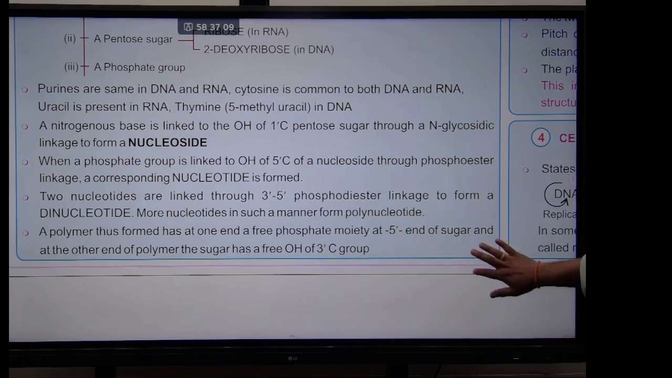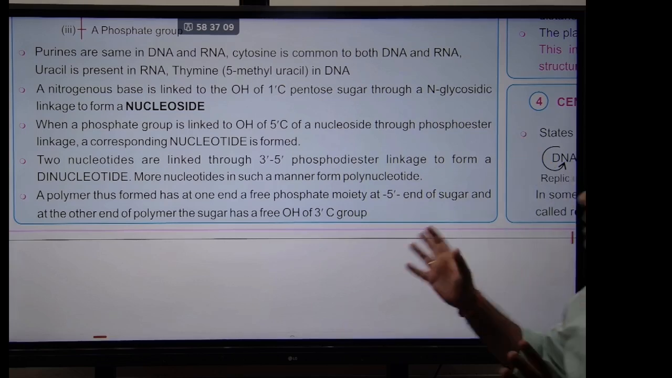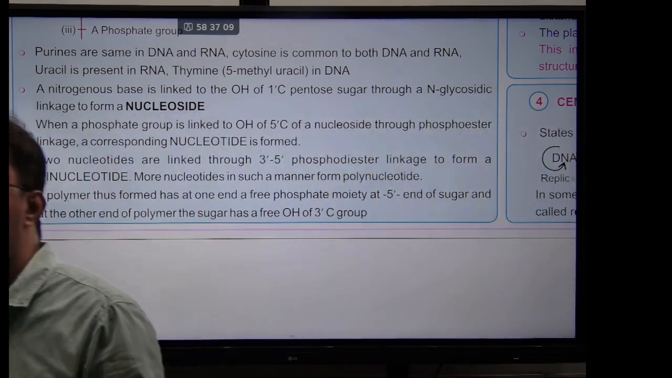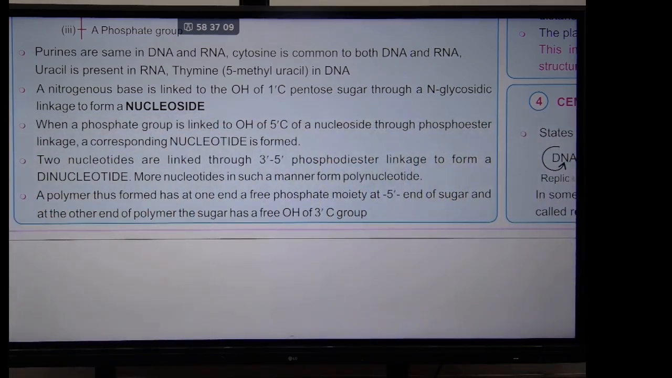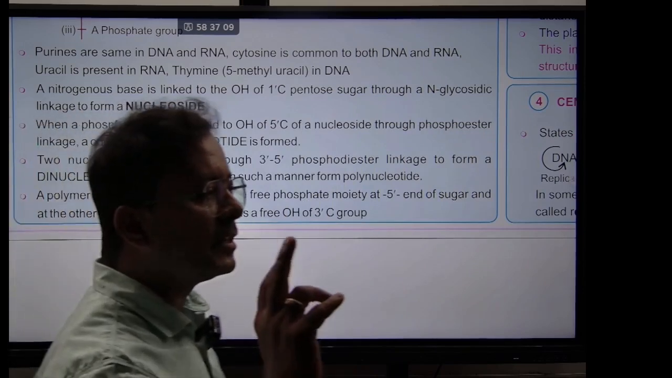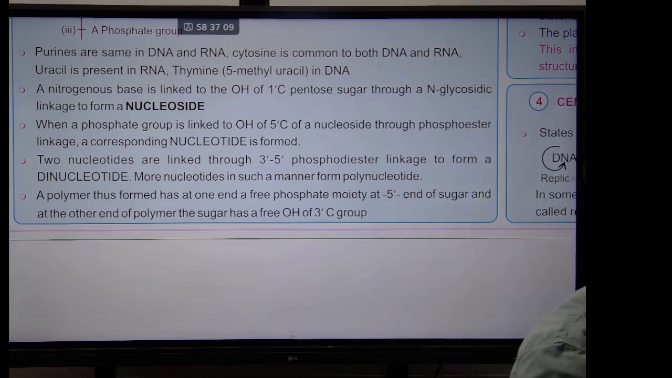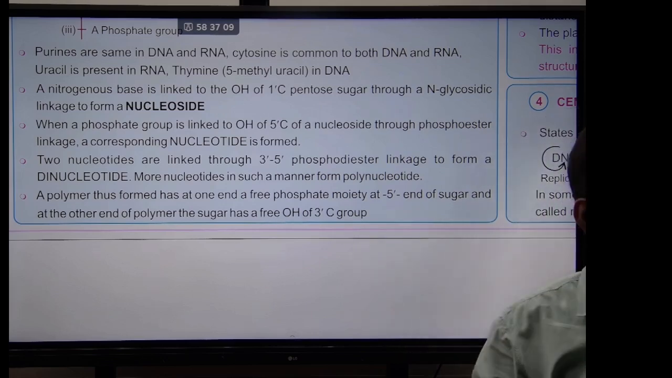Now, let's see. What are the chemical bonds found in the DNA? What is the chemical bond between a nitrogenous base and a pentose sugar? It's called N-glycosidic bond. What is the chemical bond between the pentose and the phosphate group? Ester bond, correct? So they are linked together. And what is the bond that connects the two nucleotides?